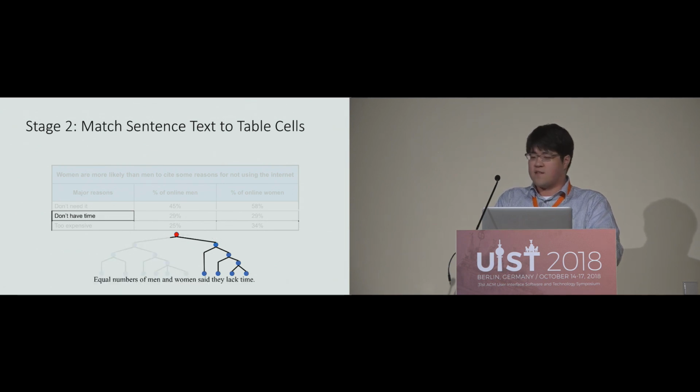For simplicity, we will skip the left subtree and continue to the right subtree. "Said they lack time" is not similar to the cell. "Said" is also not similar to the cell. Continuing down, "they lack time" is not similar to the cell, and "they" is not similar to the cell. Now, "lack time" is semantically similar to the cell, so we match them.